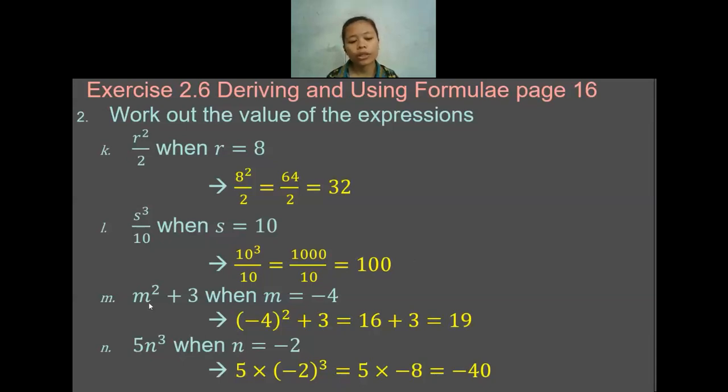For the question m squared plus 3, the m is equals to negative 4. Negative 4 to the power of 2 plus 3 will be equals to 16 plus 3, which is equals to 19. For the question n, 5n cubed, so it means 5 times n cubed. The n is negative 2, so we will have 5 times negative 2 cubed. Negative 2 cubed will be equals to negative 8. 5 times negative 8 will be equals to negative 40.